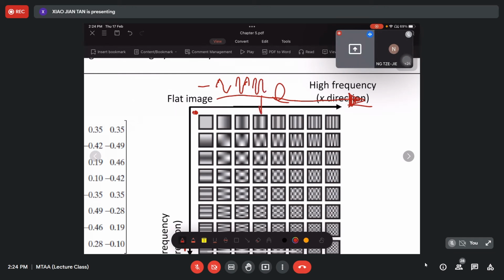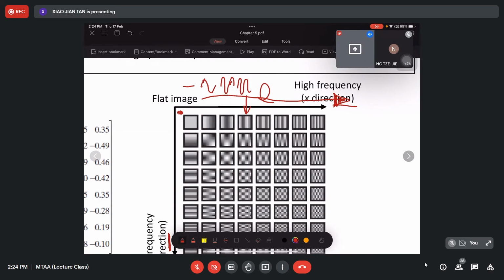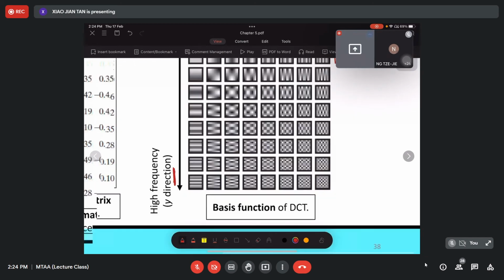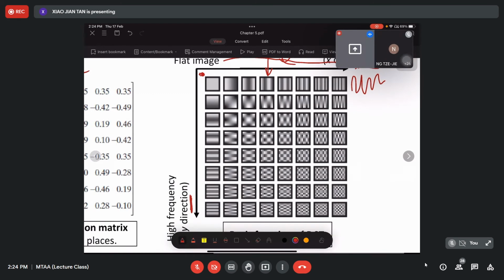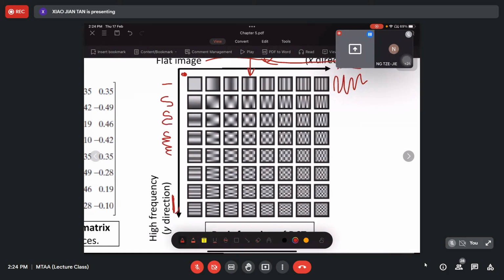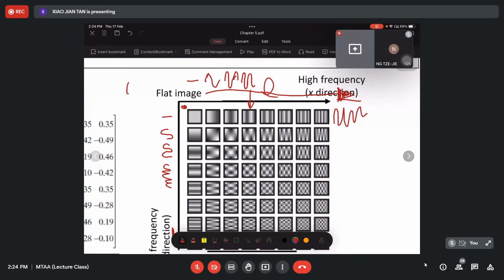So this is how you get this one. When you move towards the x direction, you will find that the frequency is higher, and higher, and higher. And for the y direction, it is the same, but in the y direction. So that is why you have a flat image, then white, black, white, black, white, and it continues until this one. When you sum up this waveform and this waveform, you will get something like this one.